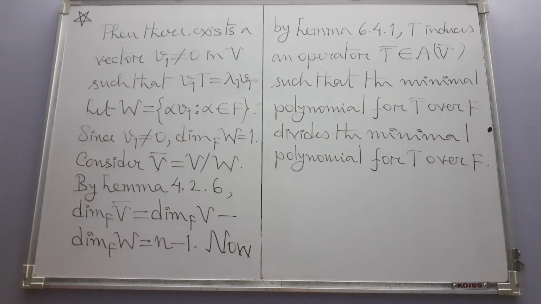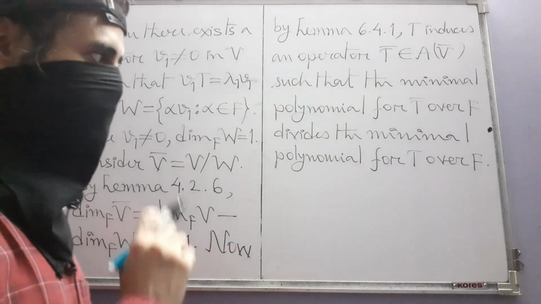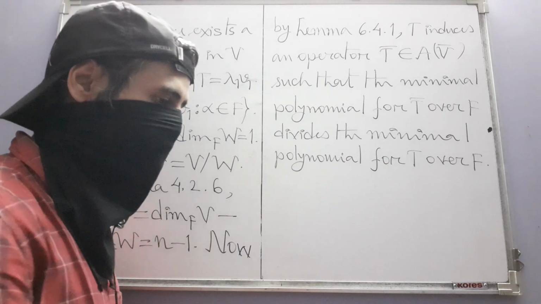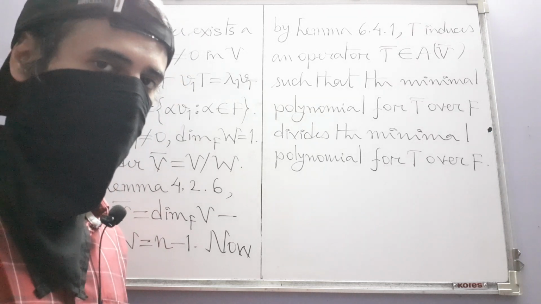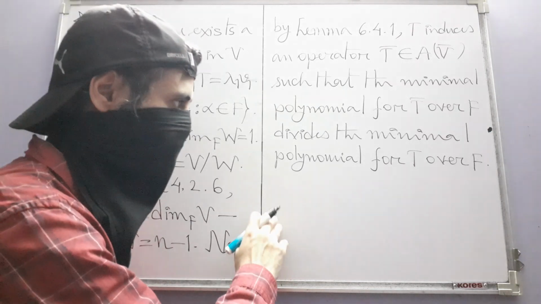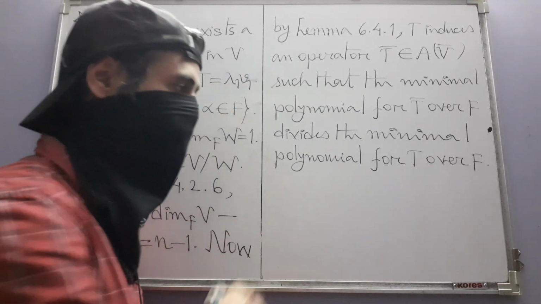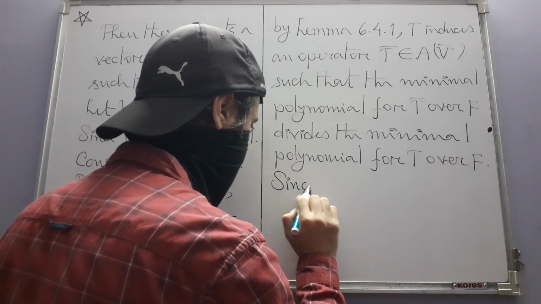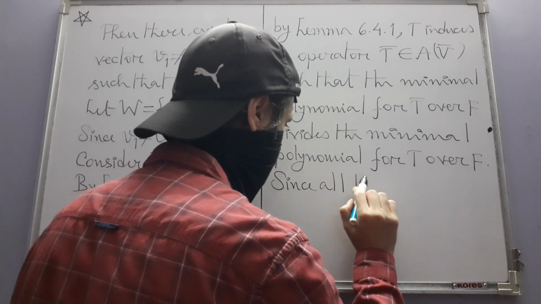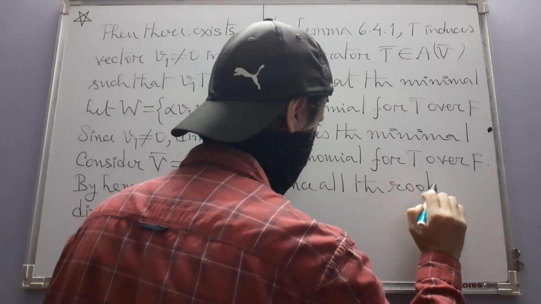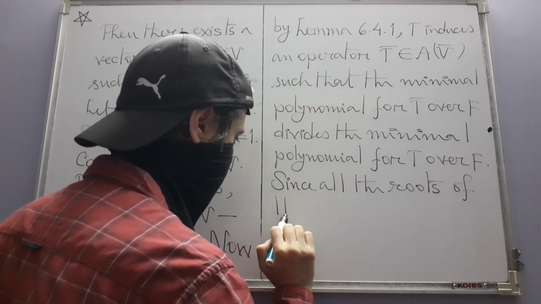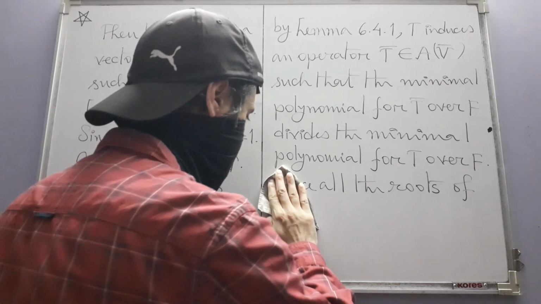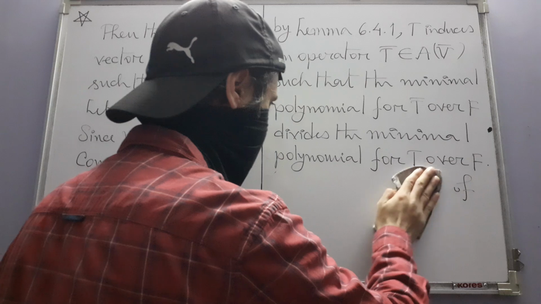All right. Now recall the hypothesis on T. What do we know about T? It is given that T has all its characteristic roots in F. What that really means is that all the roots of the minimal polynomial for T over F are inside F. Since all the roots of the, instead of writing this in detail, we can use that language, no?